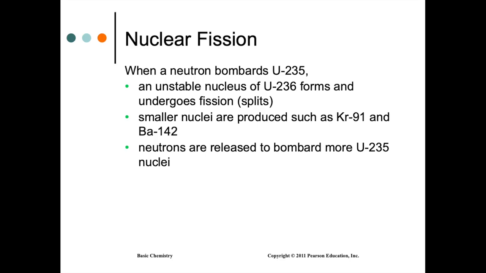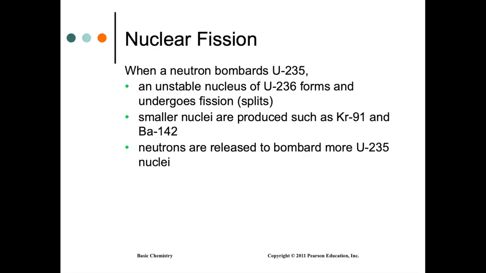Let's say we start off with an atom of uranium-235, and we bombard it with a neutron. Now, when this uranium-235 absorbs that neutron, its mass number increases and you get uranium-236. Well, uranium-236 is very unstable, so it undergoes radioactive decay. It splits apart and makes smaller nuclei.